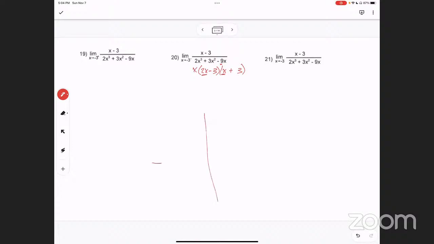I've got my x-intercept. I get that from the numerator, right? The x-intercept is 3. See that? The vertical asymptotes, there's going to be 3 of them. One of them is going to be at x equals 0, one of them is going to be at x equals 3/2, and one of them is going to be at x equals -3. Right? So there's one of them, and this is the one under review.